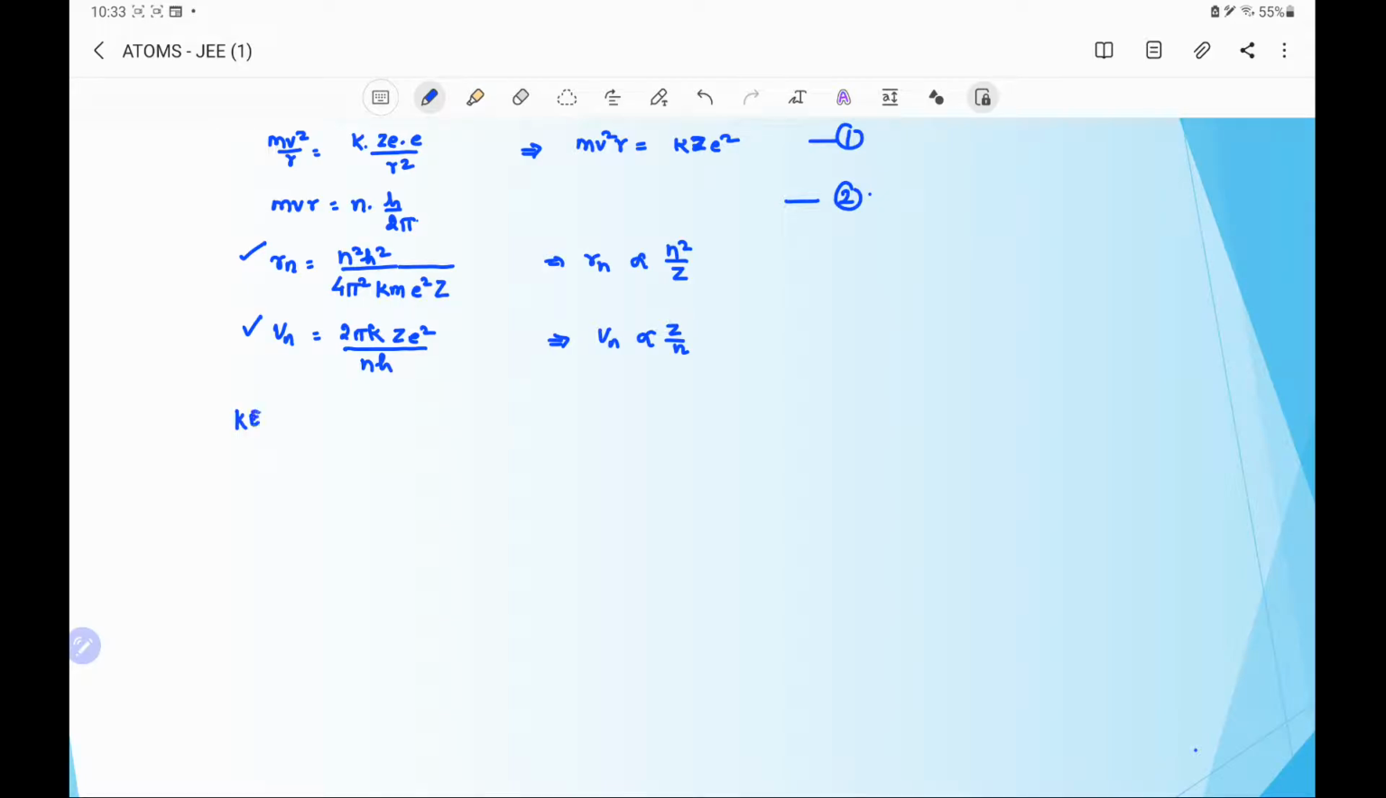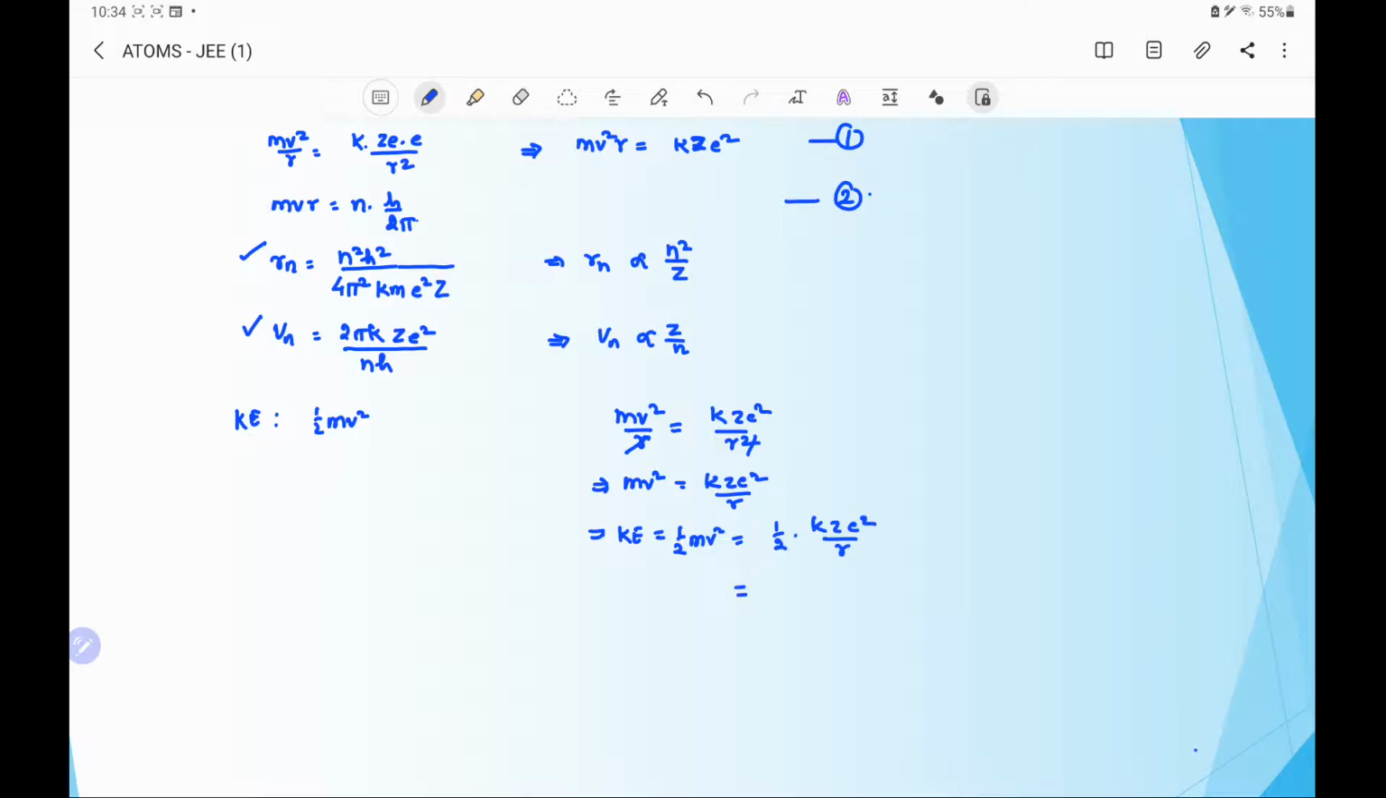Kinetic energy is half mv square. So using the first expression, that is the centripetal force, mv square by r is equal to kZe square by r square, and one r gets cancelled, so mv square is equal to kZe square by r. Therefore the kinetic energy of the nth orbit will be equal to half mv square. So this will be equal to half of kZe square by r.